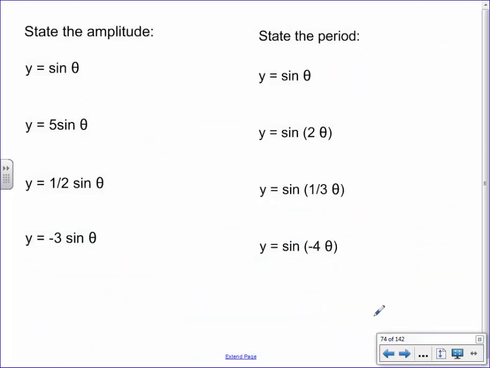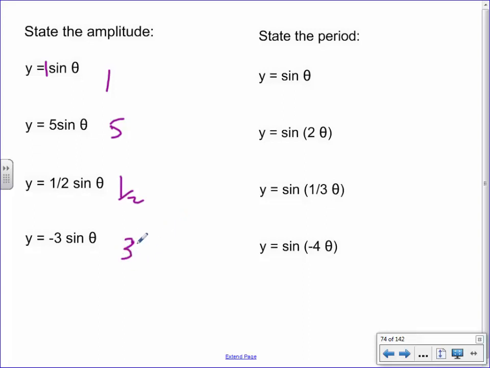Okay, so let's just try some really simple examples here. What's the amplitude of each of these graphs? Well, this first graph right here, there's a 1 in front, so the amplitude is 1. This graph right here, there's a 5 in front, the amplitude is 5. There's a 1/2 in front, the amplitude is 1/2. Last question. 3. Good, not negative 3.